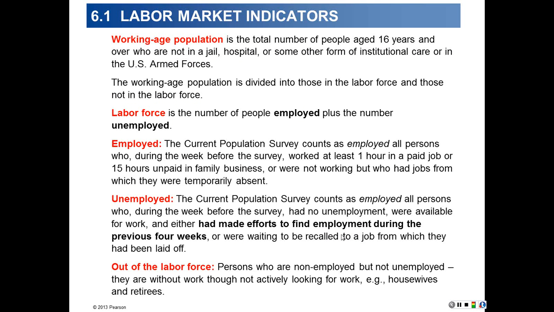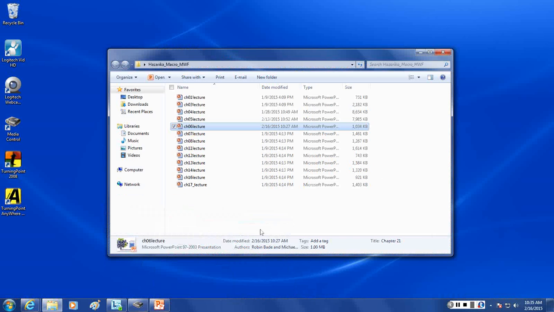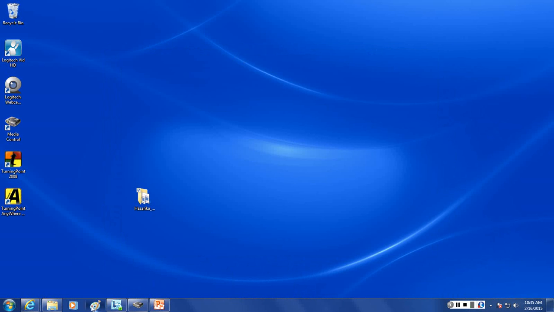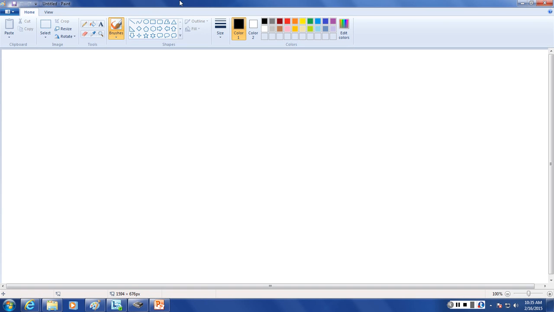Now, based on the answers given by these 60,000 households, every person in this household is put into a certain box or category. And instead of having you read this, I am going to go to my drawing board, and I'm going to tell you exactly how the BLS classifies people. Okay, I'm going to draw a number of boxes.